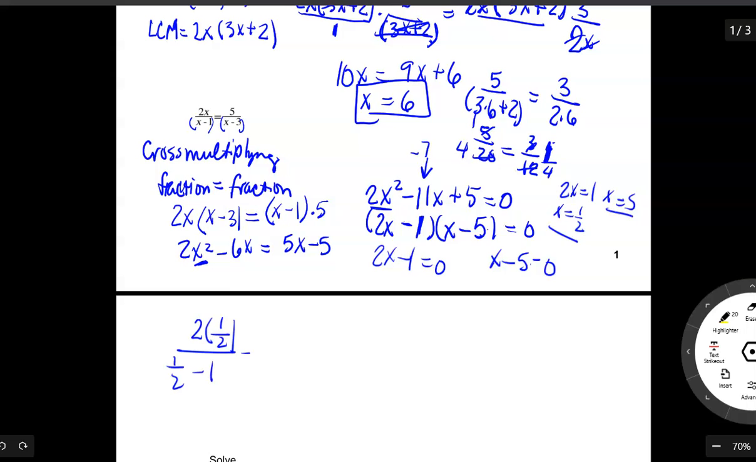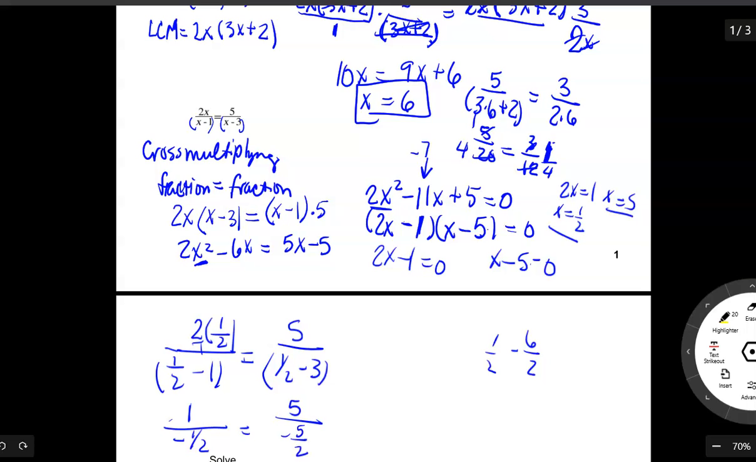2 times 1/2 over 1/2 minus 1 equals 1/2 minus 3. So on the left side, remember you have to treat this like there's parentheses. So I have to take that 1/2 minus 1 in the denominator. In the numerator, 2 times 1/2 is 1. Just put the 2 over 1. 1/2 minus 1 is going to be negative 1/2. And 1/2 minus 3, 3 is the same as 6/2. So if I have a negative 6/2 and a positive 1/2, I'm going to have a negative 5/2.